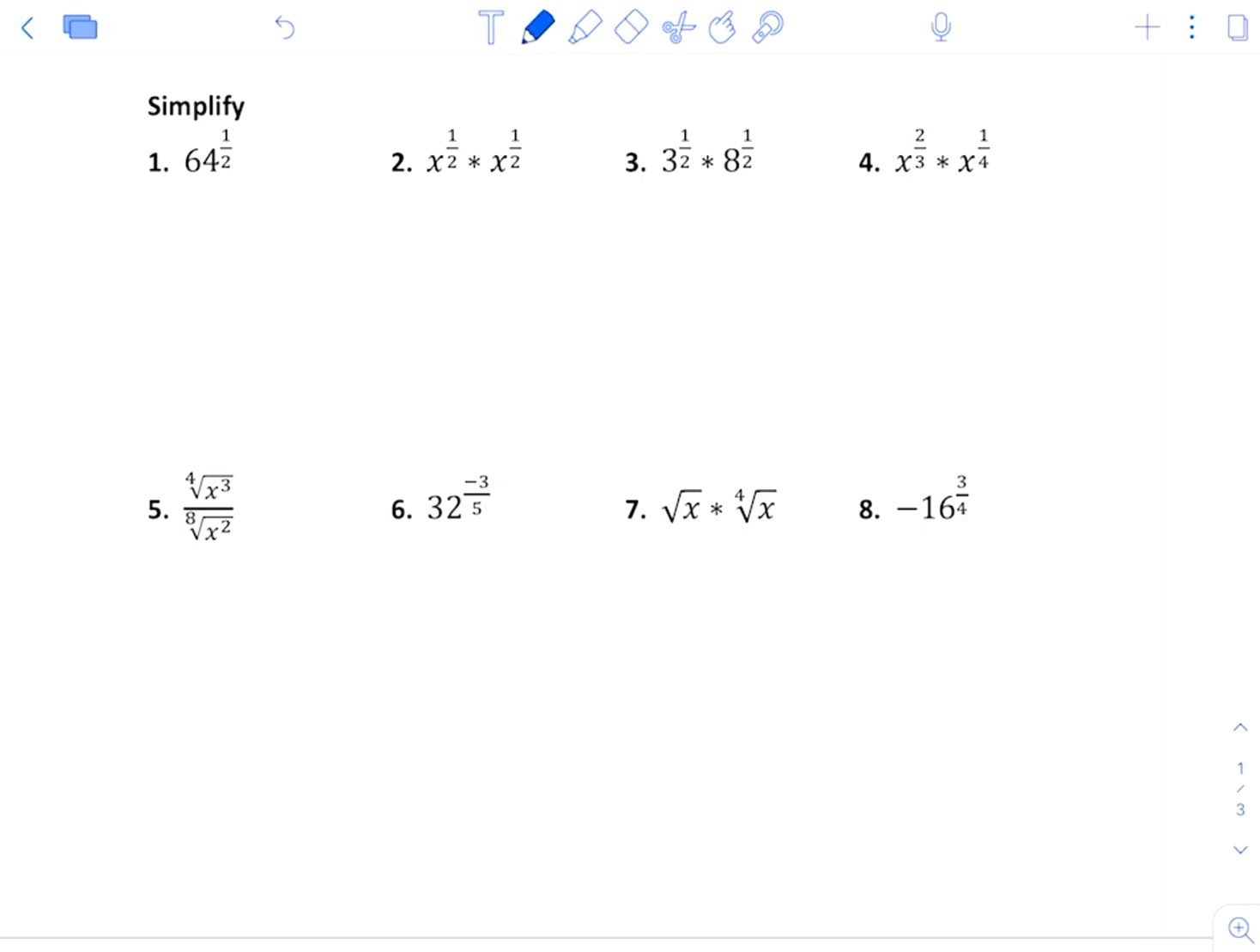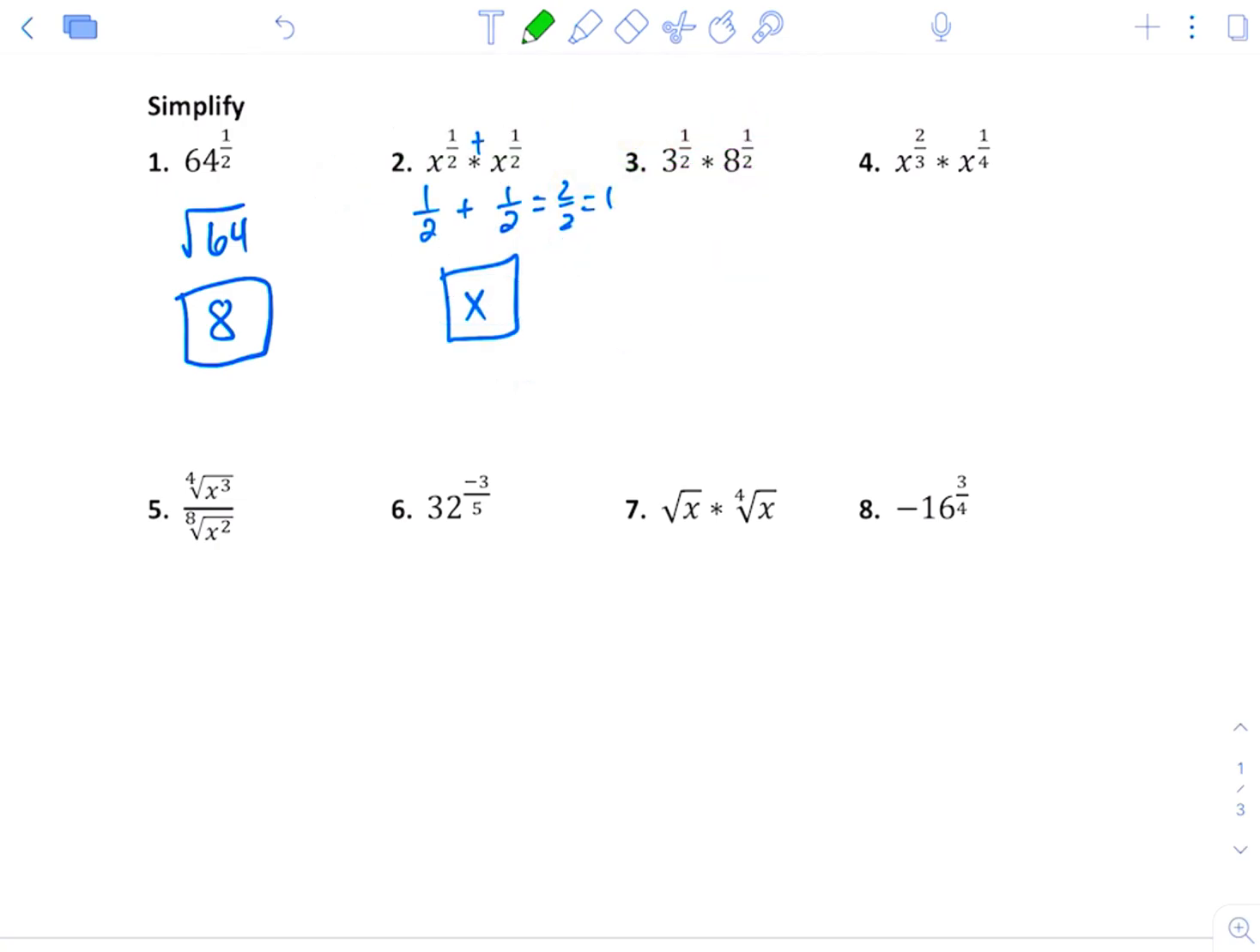All right, so on 1, we're going to switch forms. So this really means the square root of 64, which is 8 for that first answer. On our second example, since I have the same base, that means that we are allowed to add our exponents together. So I'm taking 1/2 plus 1/2. So I already have the same base, so that would be 2 over 2, which would then simplify to be 1. So this is x to that first power for that.